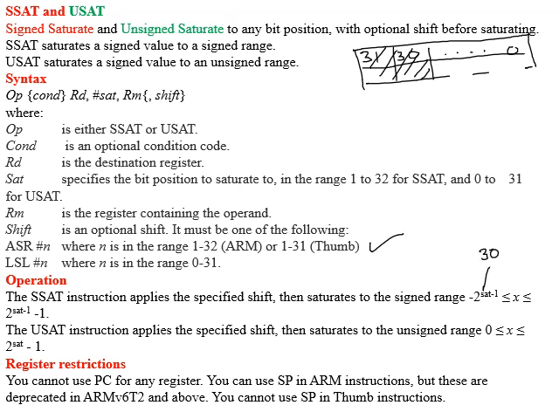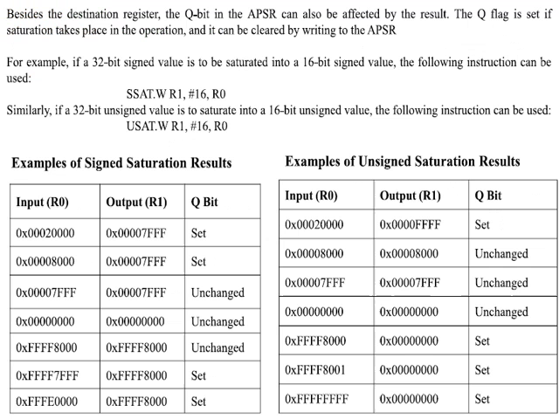And similarly for USAT, it is a positive value, so 0 onwards it is for USAT, and minus 2 plus it is for SSAT, okay. So along with this, if you consider a simple example, what will happen after executing this particular instruction?